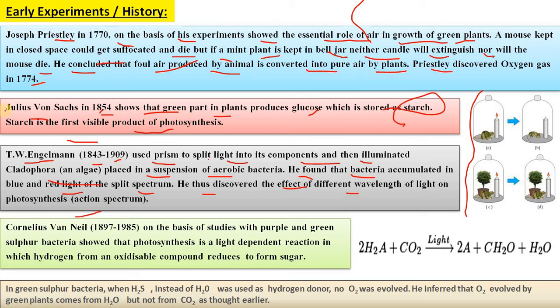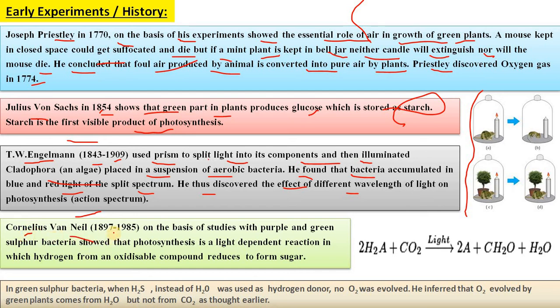So, considering the interesting experiments done by T.W. Engelmann: using a prism, he split the light into its spectral components and then illuminated a green alga, Cladophora, placed in a suspension of aerobic bacteria, and the bacteria were used to detect the sites of O2 evolution. He observed that the bacteria accumulated mainly in the region of the blue and red light of the split spectrum, and a first action spectrum of photosynthesis was thus described. It resembles roughly the absorption spectra of chlorophyll a and b. I will discuss it later.